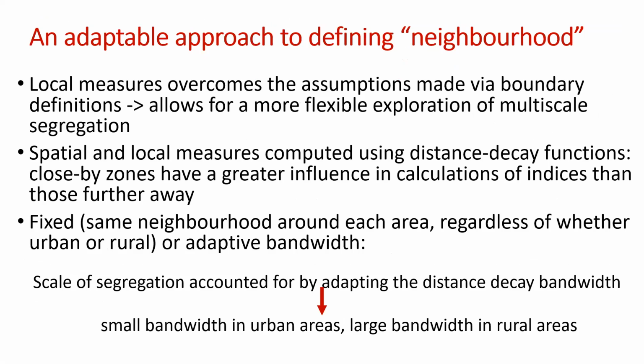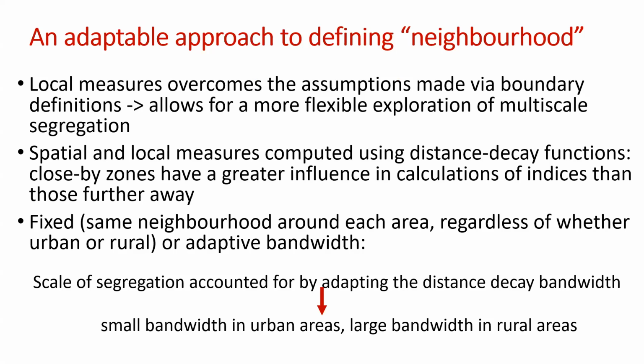I argue that local and spatial measures are really important for overcoming those assumptions made via boundary definitions by allowing us a more flexible exploration of multi-scale segregation than, for example, a multi-level approach, which still uses predefined administrative boundaries. So, for example, in the British case, output areas nested within lower super output areas nested within districts. Spatial and local measures are computed using distance decay functions, basically, where close by zones have a greater influence in the calculation of the indices than those that are further away.